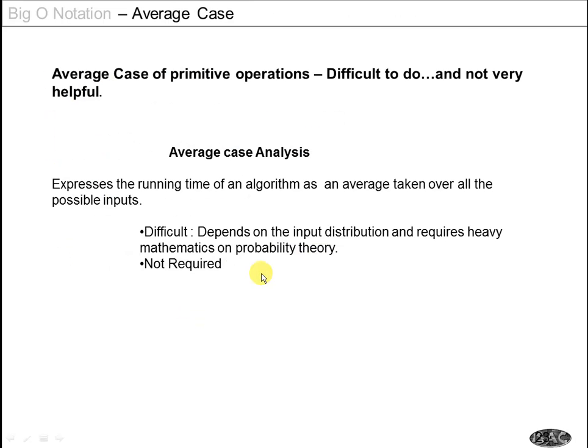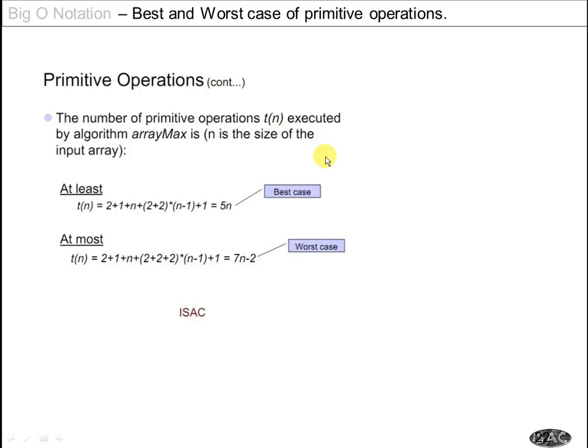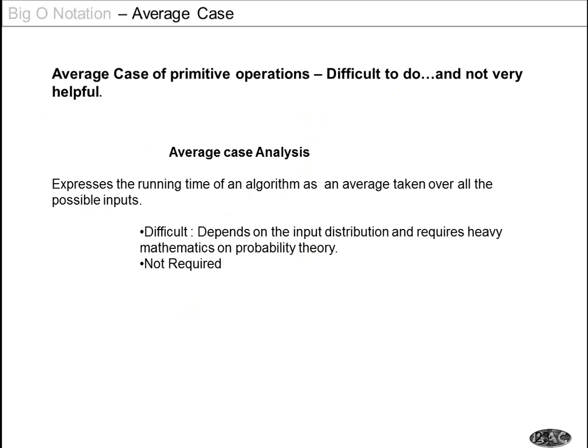Now once you have found this, there is another part of the analysis which is called average case of primitive operations. Now we have found the best case and the worst case. So this is best case and this is worst case. Sometimes the question comes, is there something called average case? It is possible theoretically, but it is very difficult to do and not very helpful.